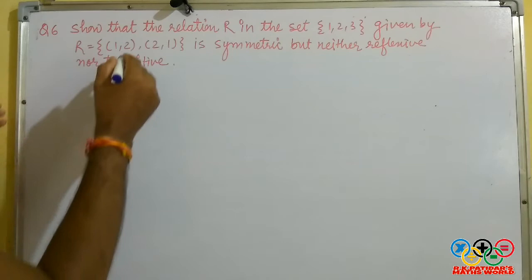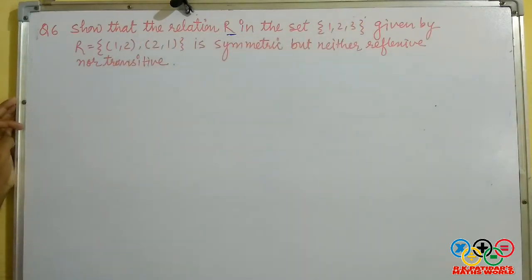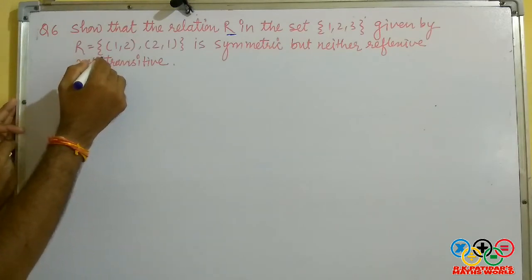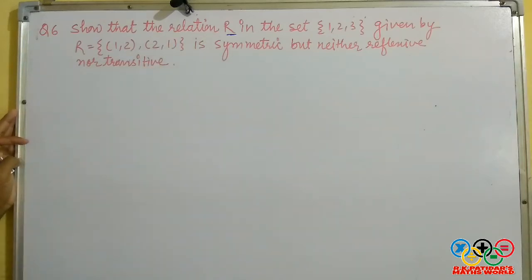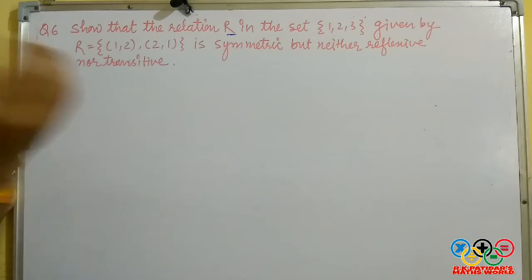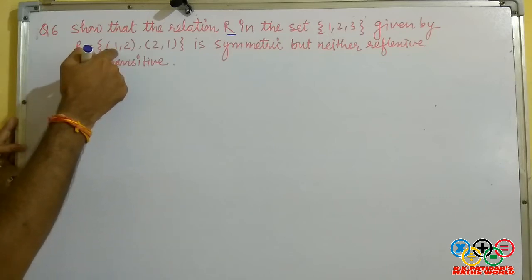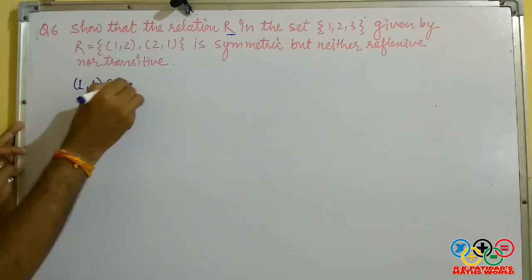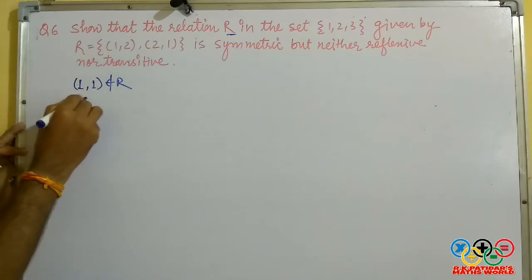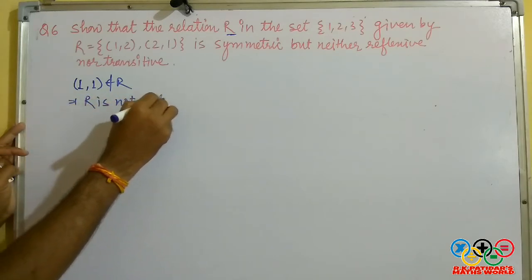Yes, question number 6. Here we have to show that the relation is in the set of elements 1, 2, 3, and the relation has only two elements, (1, 2) and (2, 1). We have to prove it is symmetric but neither reflexive nor transitive. So it is very simple. One should have (1, 1) as an image. So (1, 1) does not belong to R. This implies R is not reflexive.